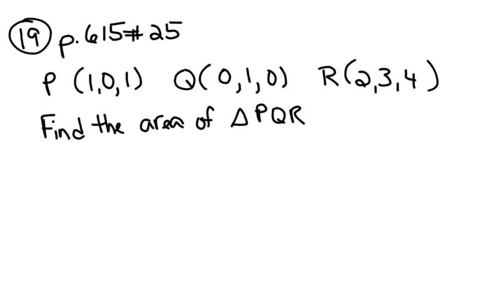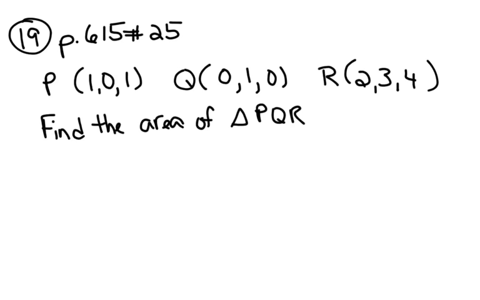Number 19, page 615, number 25. I want to find the area of triangle PQR. We found out that one of the ways we can do this, when we're working with points in 3 dimensions, if we can find the vectors, we can find the area of a parallelogram by doing the cross product of the vectors. To find the area of a triangle, you would do the same thing. You would start by finding the cross product of the vectors, finding its magnitude, but then multiplying that by 1/2 because you know that a triangle is 1/2 of the value of the area of a parallelogram.